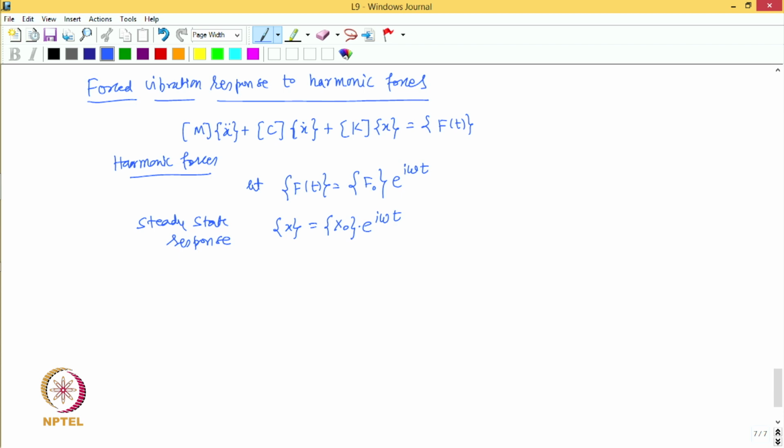If we substitute this in the equation and simplify, then we can show that x naught is nothing but equal to the inverse of k minus omega square m plus i omega c, into f naught. So, this is nothing but the amplitude of the steady state response, and this coefficient matrix we can represent, as we have also done in the case of the undamped system, as alpha, and this of course is a function of omega.